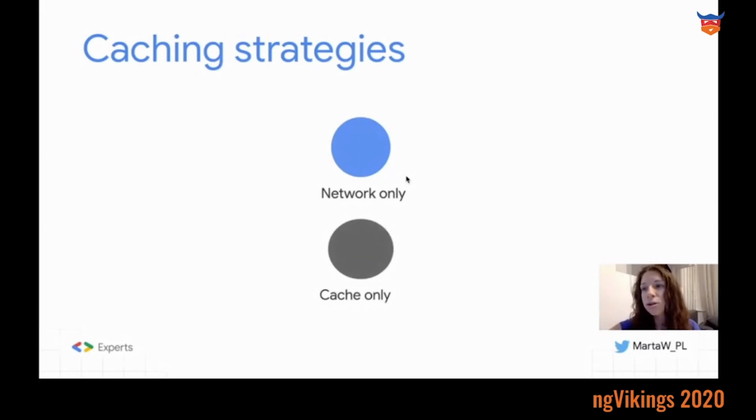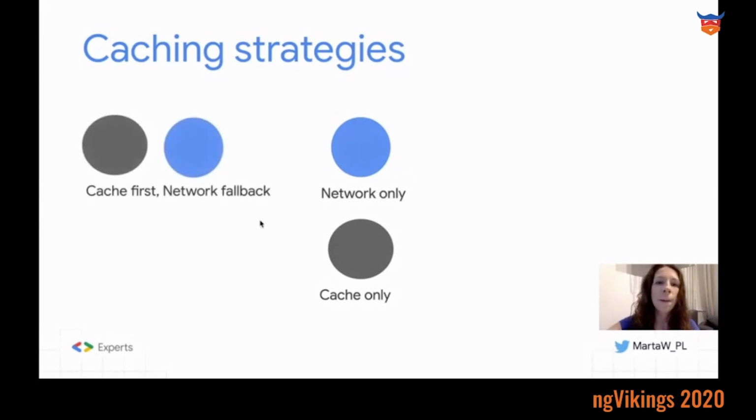Another option is to cache all of your app, so you're sure that it will work even if you're offline, but it's not guaranteeing the freshness of your data. You need to manage versioning.